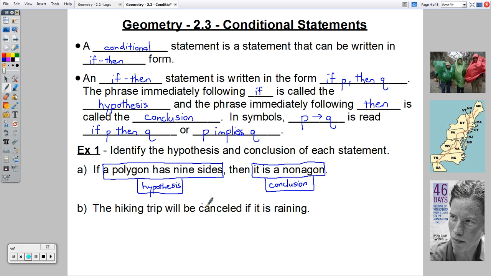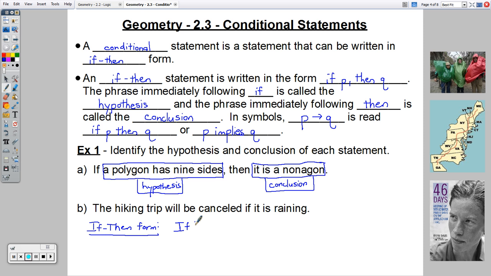B, the hiking trip will be canceled if it is raining. Lame. Just because of some rain, you're going to cancel a hiking trip? But let's write that in if-then form. Write that a little neater. There we go. Still not the best, but that'll do. If-then form. So I notice the if is over here now, so I'm going to rewrite this with the if part coming first and then the then, and then it's easier to identify the hypothesis and conclusion from there.